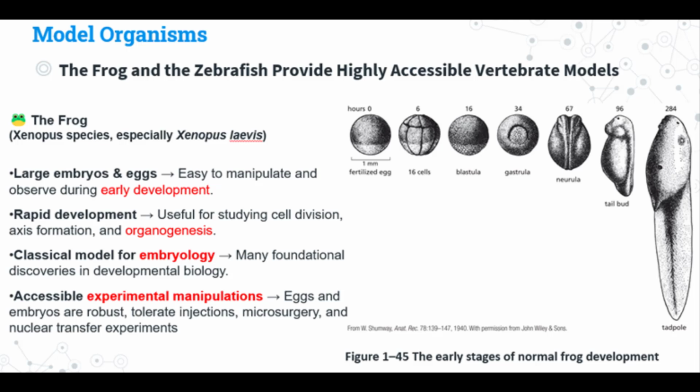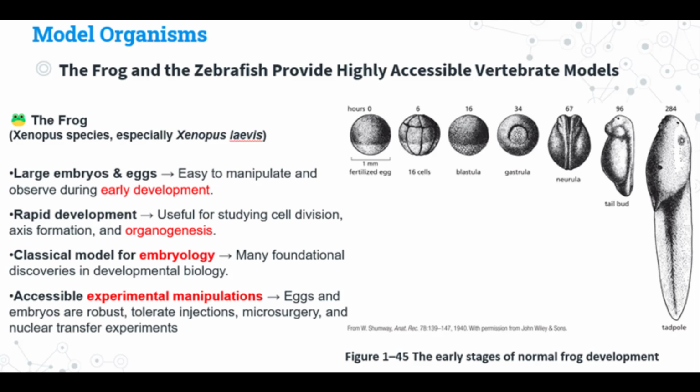but still accessible. Let's start with the frog, specifically Xenopus laevis. It's a classical model, isn't it? Yeah. Used for a long time. Yes, a cornerstone. Frogs are classical models for embryology for several really compelling reasons. Such as? Well, their large embryos and eggs aren't just easy to see, they're also easy to manipulate during early development. You can physically work with them. Yes, researchers can perform experimental manipulations like injecting substances directly into cells, doing microsurgery, even nuclear cloning techniques without necessarily destroying the embryo. Wow, that's robust.